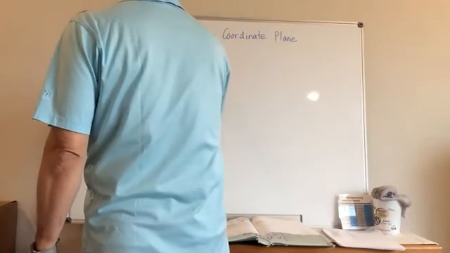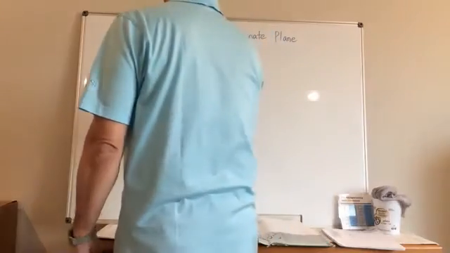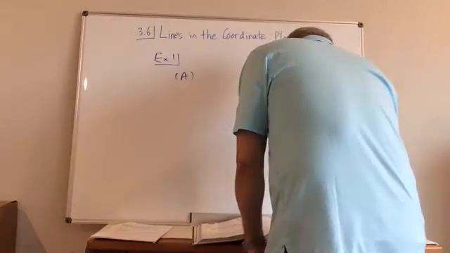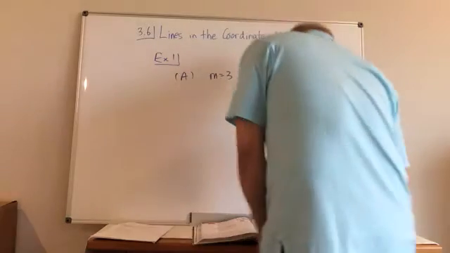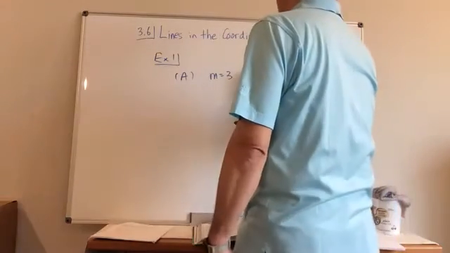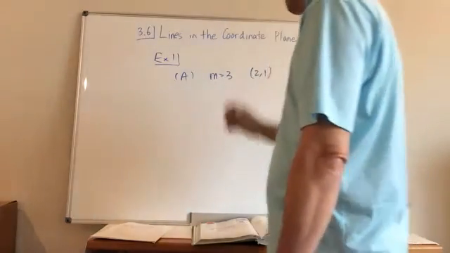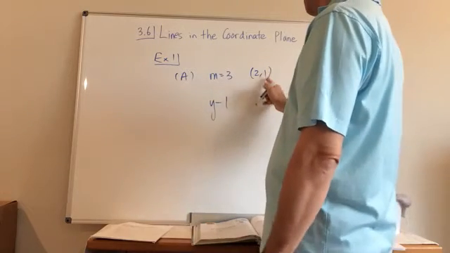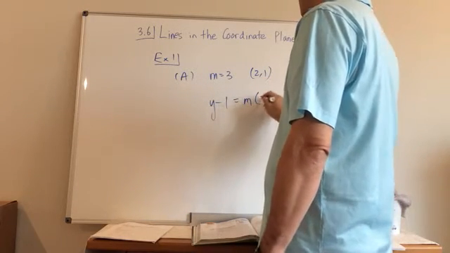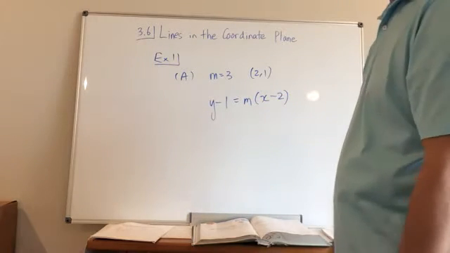Example number one, A. Write the equation of a line with slope 3. So the slope is equal to 3, and it goes through the point (2, 1). Well, this is just putting into the point slope equation: y minus y1 is equal to m times x minus x1. That's it. That's your answer.